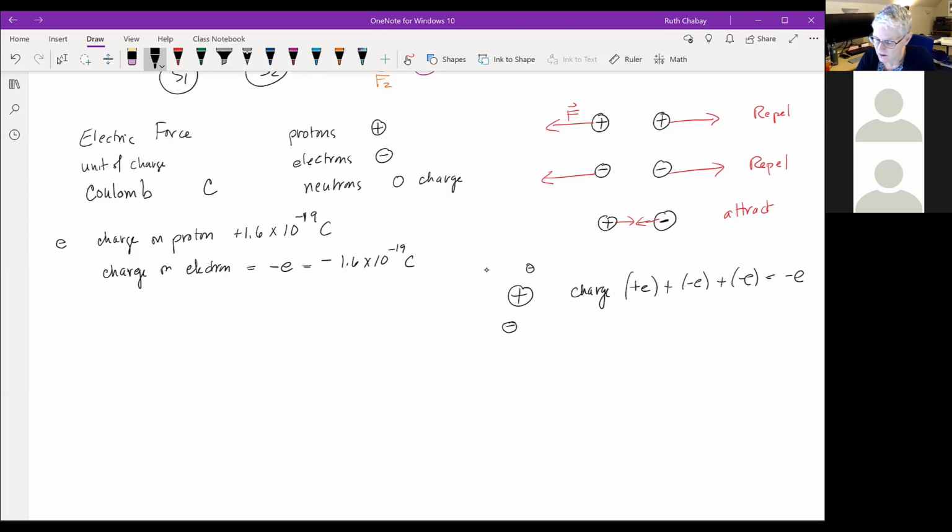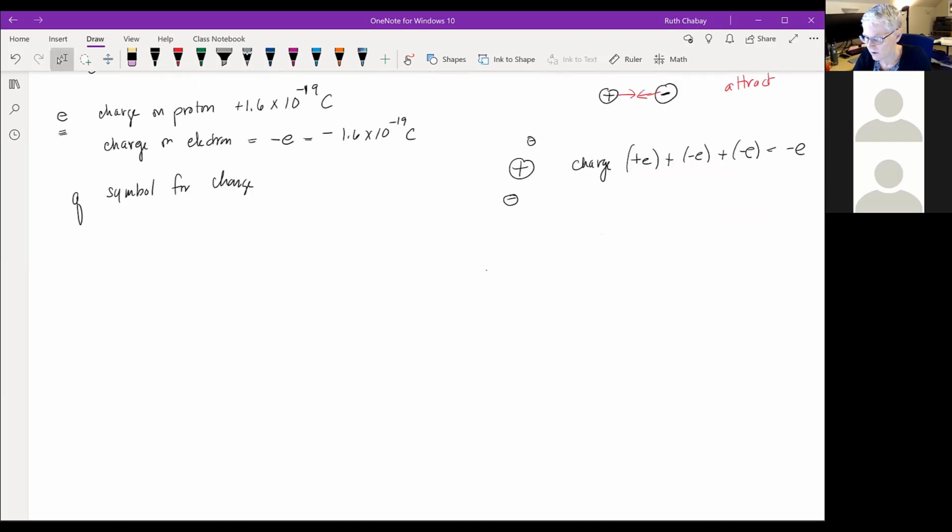E is a constant. We often use the symbol Q to mean the amount of charge that a charged particle has. And this is a scalar, but it has a sign, so it can be positive or negative.